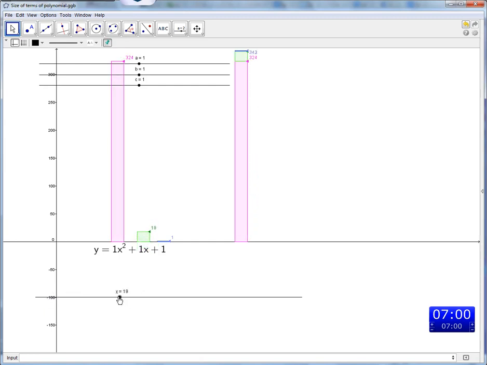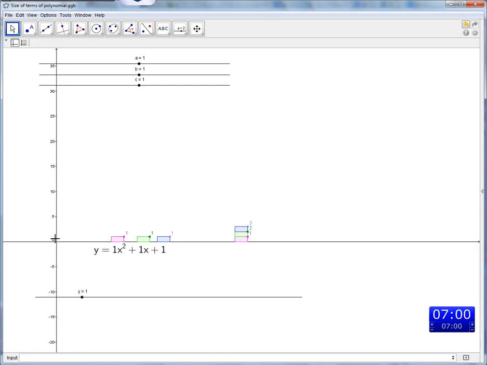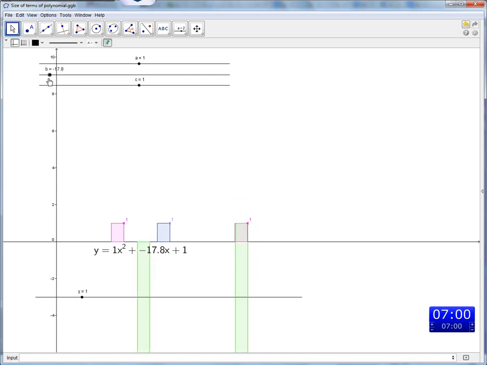Okay, let's bring it back to 1. There we are. And we'll stretch this back out. And there we go. Now let's say instead of plus 1 right here, this b term, let's make it a big negative number. Now it's negative 20. Now that's much bigger, right? It's subtracting off a lot.